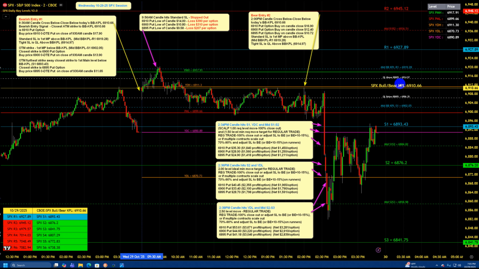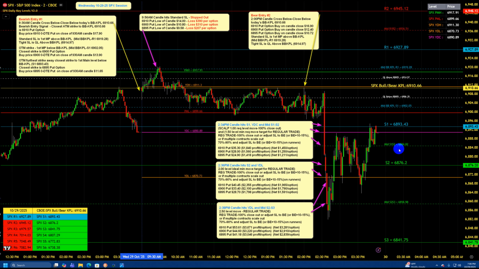Now, in the user control panel, you can turn on the QL above and QL below any main level. So you have tight stop losses that you can use for either bullish or bearish trades on the other levels as well. You just have to turn them on in the user control panel.